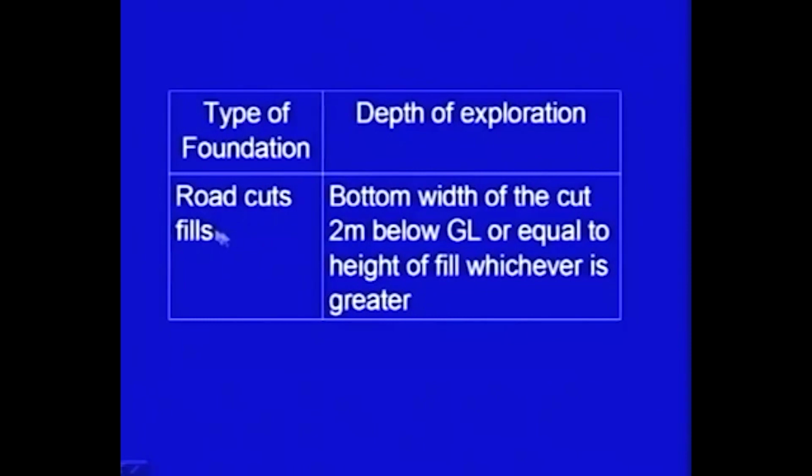If there are road cuts and fills, then the bottom width of the cut, 2 meters below the ground level, or equal to the height of the fill, whichever is greater, should be taken as the depth of exploration. So, this was the discussion about the exploration depth, and as I told you, these are only guidelines and there is no fixed answer. The decision will depend on the site and will vary from site to site.